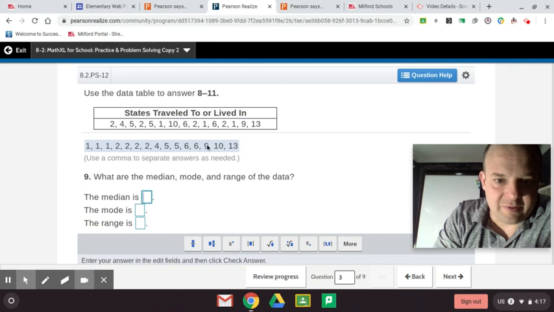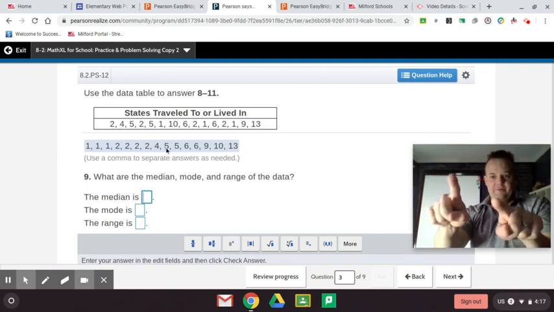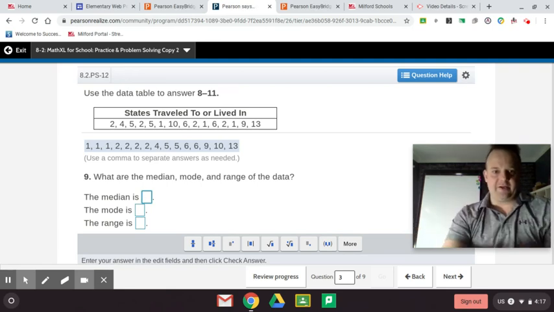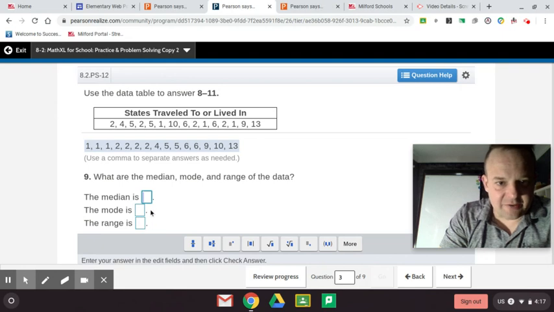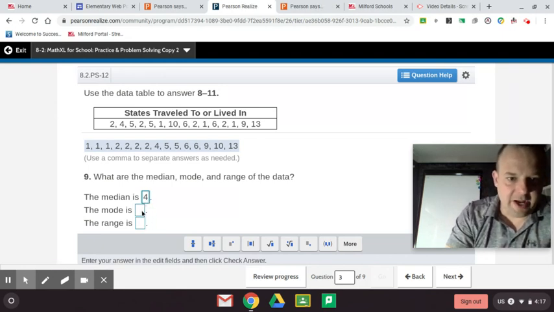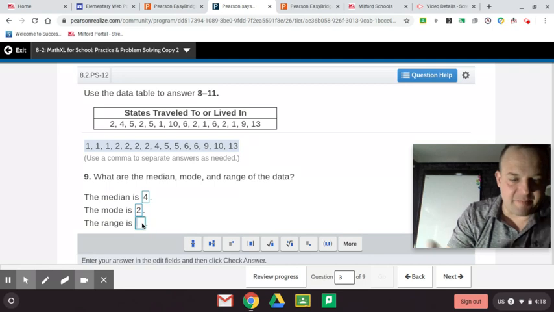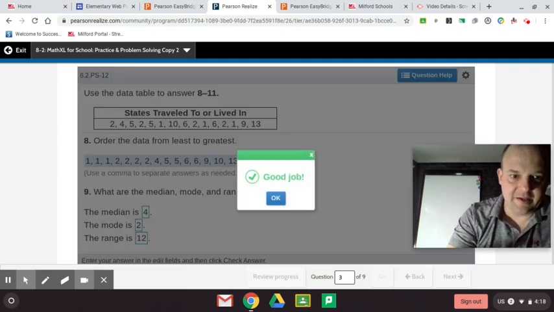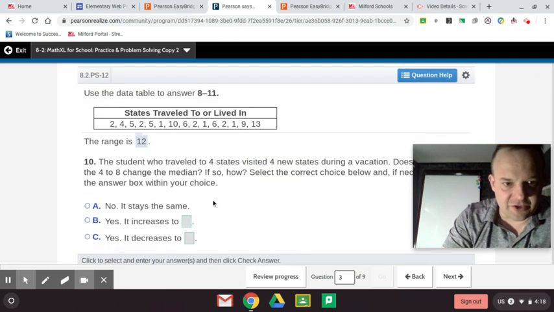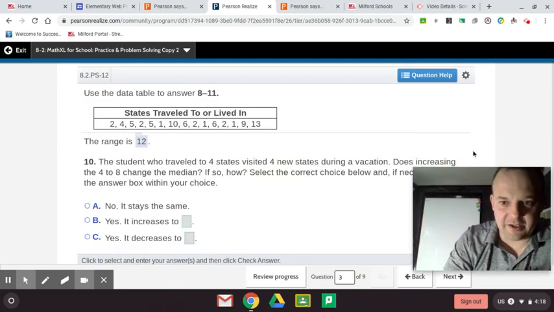1, 2, 3, 4, 5, 6, 7. You could also do the finger thing, which is highly recommended. Go like that until you get it. So I got down to 4. And then the mode, that's the number that occurs most often. I have 3 1s. I have 4 2s. I think it's going to be 2. And then the range, the maximum minus the minimum, 13 minus 1 is 12. And let's see if they have us change it. All right.